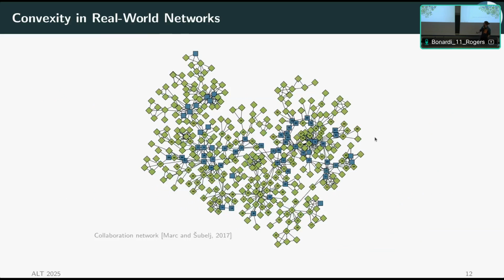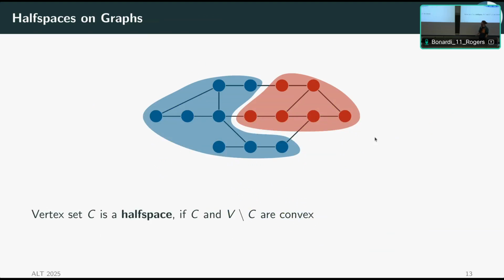And moreover, one real-world example, this is a collaboration network. And actually this dark green blue set is almost convex. And it's really different from what you might expect from Euclidean space. It's more like this tree-like structure, but you can see all the shortest paths are kind of inside. You never really leave the set too much. All right, and our assumption for this talk here is that both sets are convex.